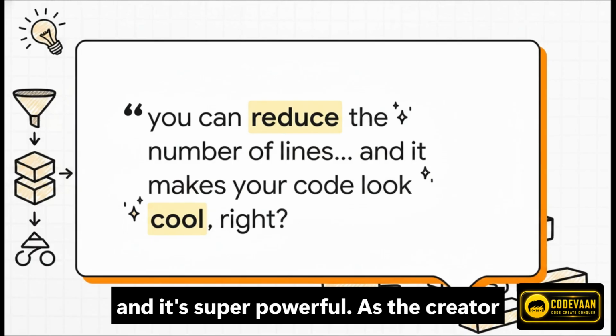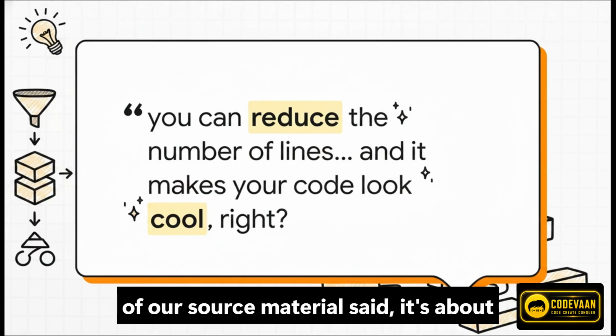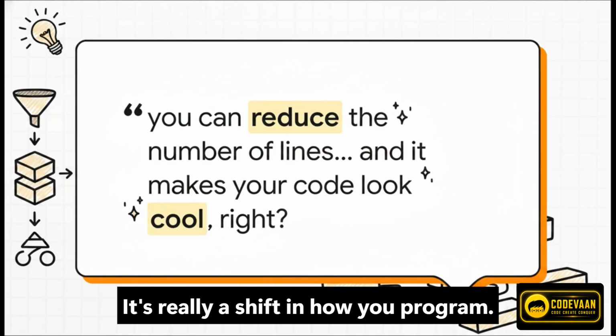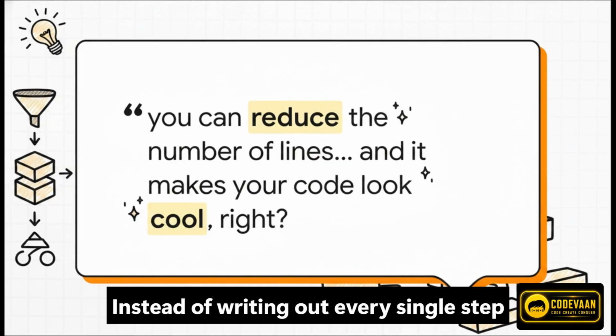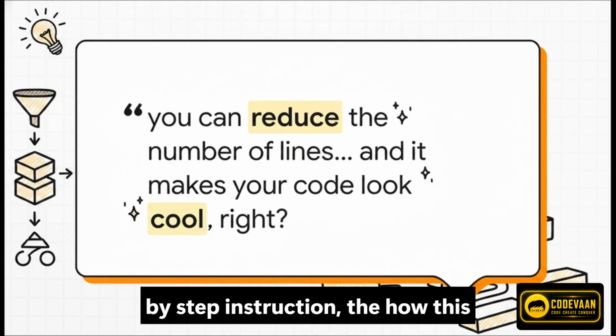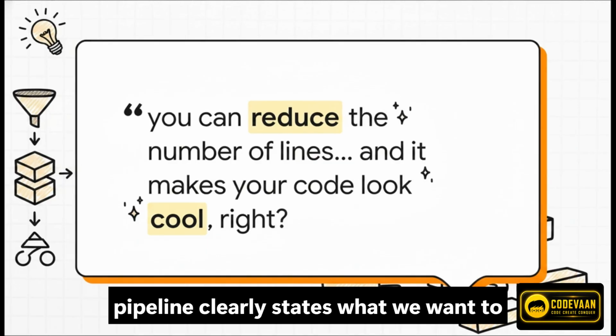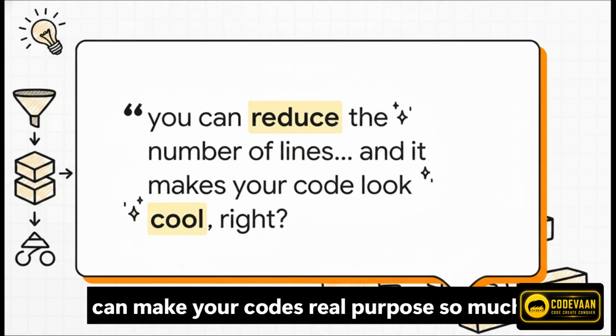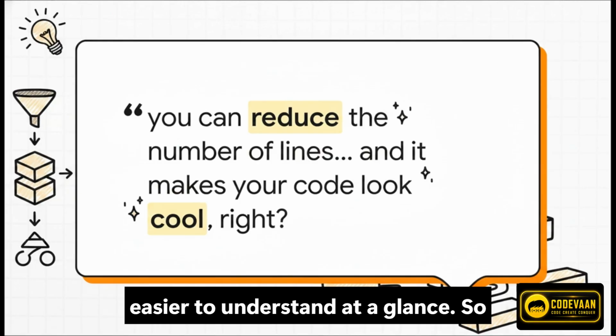As the creator of our source material said, it's about more than just making your code shorter. It's really a shift in how you program. Instead of writing out every single step-by-step instruction, the how, this pipeline clearly states what we want to do. Filter, then map, then reduce. This can make your code's real purpose so much easier to understand at a glance.